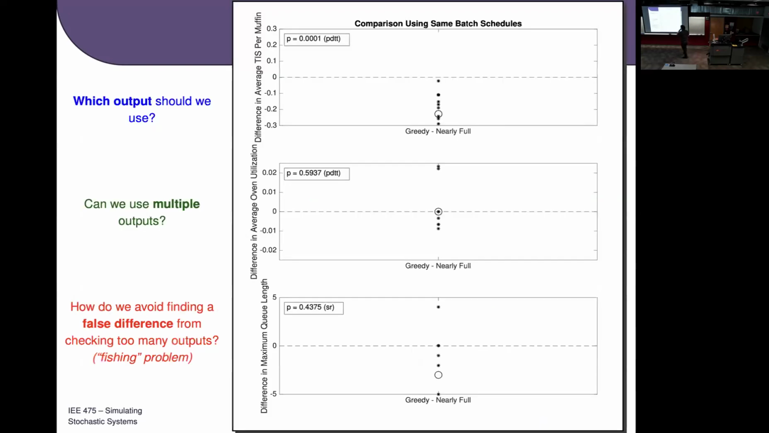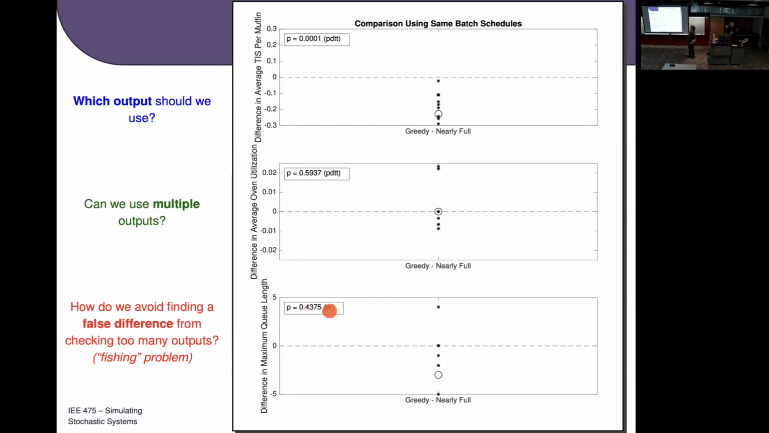Now, there's a lot more that we can say that hints at other things we need to worry about throughout the semester. For one, we had you calculate not only the average time in system, TIS there, we also had you calculate average oven utilization and maximum queue length. If I look at average time in system, there is clearly an effect of greedy versus nearly full. But if I look at average oven utilization, it doesn't look like there's an effect. And if I look at maximum queue length, it doesn't look like there's an effect.